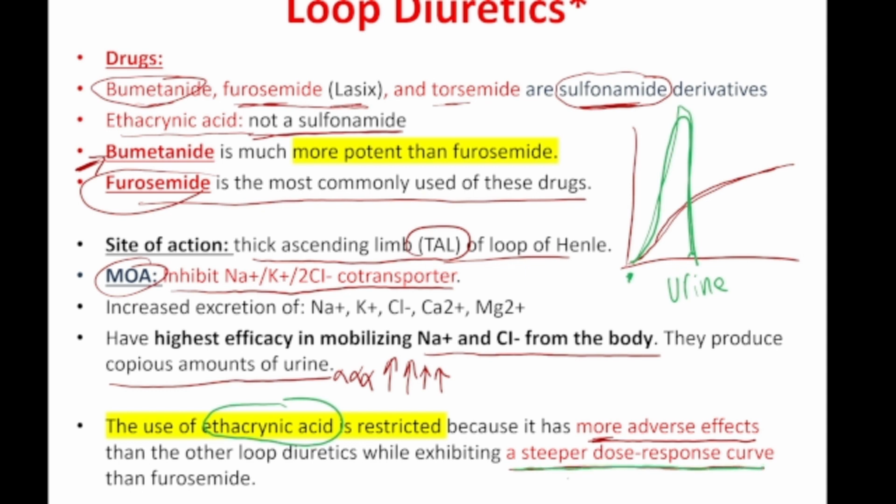So we don't have a gradual effect. And this is considered a negative point for ethacrenic acid. So two things: adverse effects and a steeper dose response. For this reason, ethacrenic acid is considered the last choice. We have bumetanide, furosemide. Ethacrenic acid will be the last choice for us.